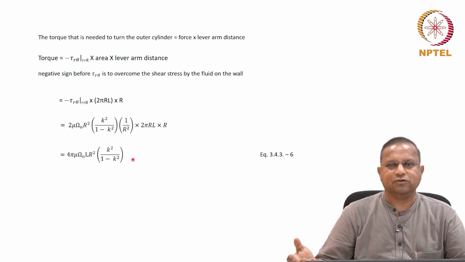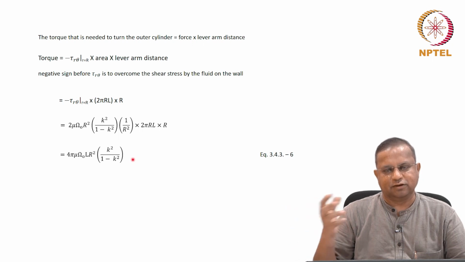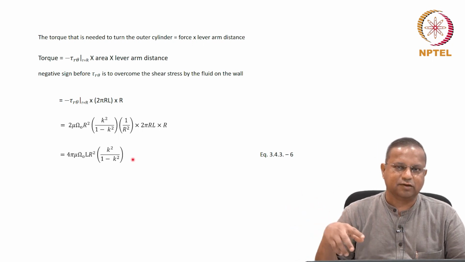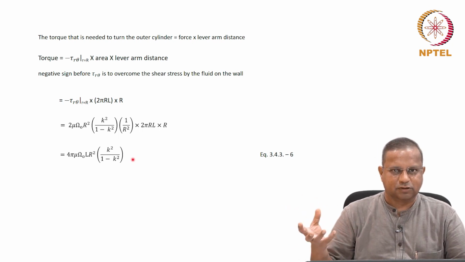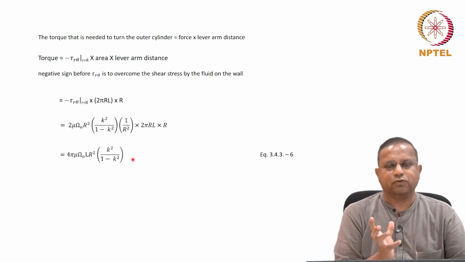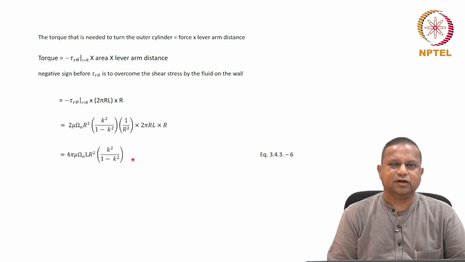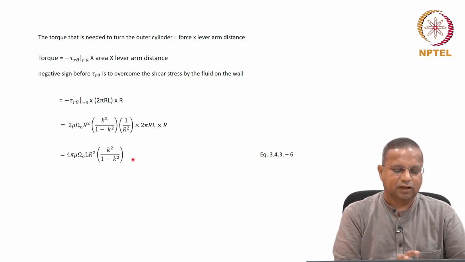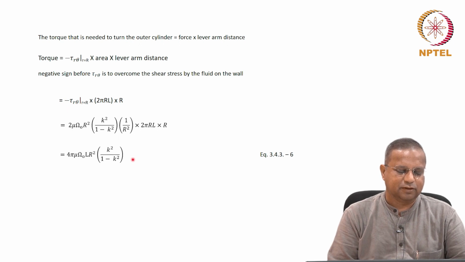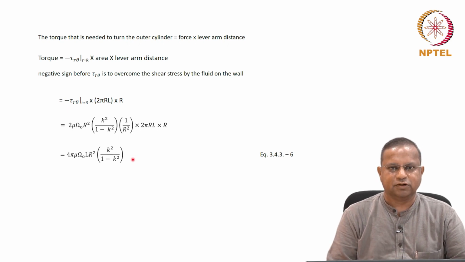This can be directly used to design the Couette flow device and thereby decide on the motor characteristics that you need, the type of motor that you need, and so on and so forth, to provide this required torque plus more. We usually design with a safety factor, and that would give you the appropriate choice of the motor for this application.